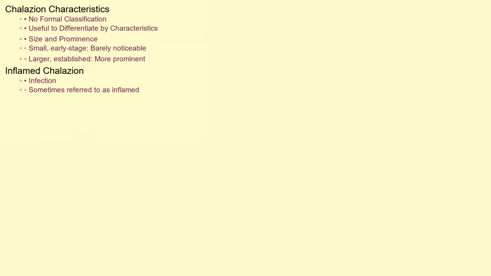While we don't typically classify chalazion into distinct types, it's helpful to differentiate them based on their characteristics. A small, early-stage chalazion may be barely noticeable, while a larger, more established chalazion can be more prominent. Also, if a chalazion becomes infected, it's sometimes referred to as an inflamed chalazion.